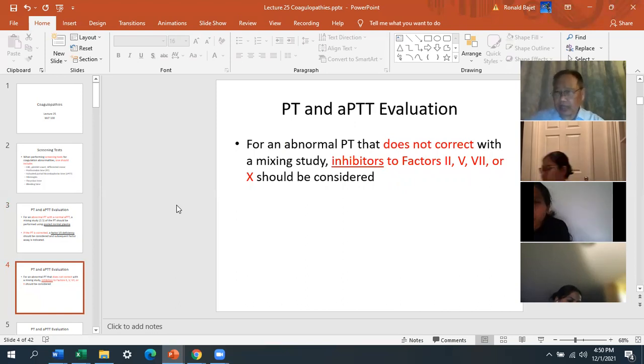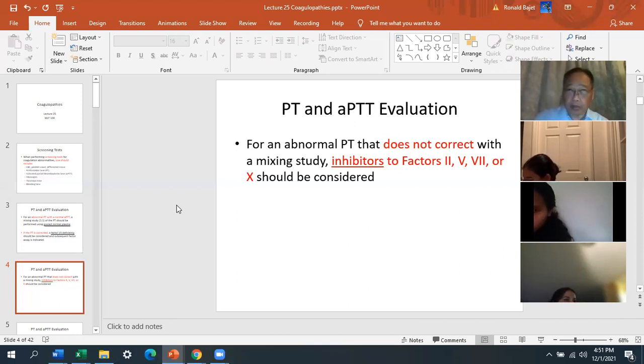These tests with the mixing studies and the one-to-one mix with pooled normal plasma, we did it in the laboratory that I trained at, but I think they concentrated that and left it for coagulation specialty laboratories to do the mixing studies. But if you do a one-to-one mix and it corrects, then it's a factor deficiency. If it does not correct, then you assume that there's an inhibitor present.